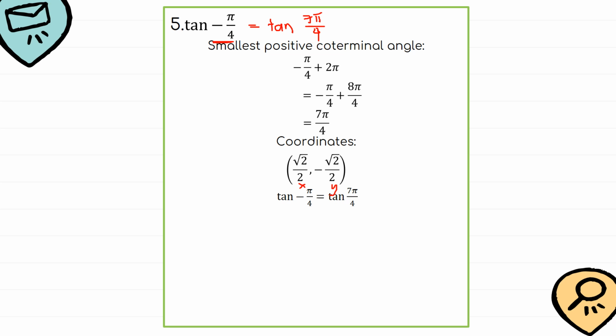So, there. This is what I said earlier. Tangent negative pi over 4 equals tangent 7 pi over 4. So, tangent is defined as y over x. Right? So, let's substitute the coordinates into y over x. We have negative square root of 2 over 2 all over square root of 2 over 2. Simplifying, we end up with negative 1.